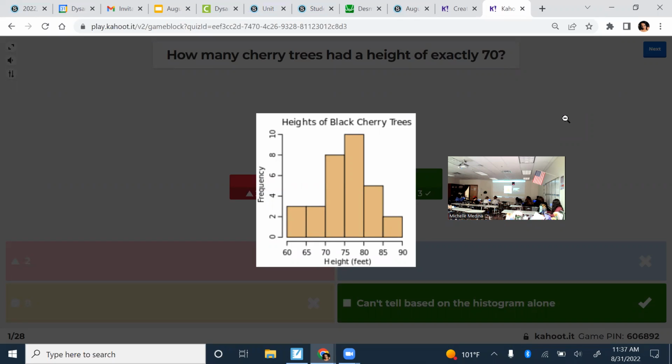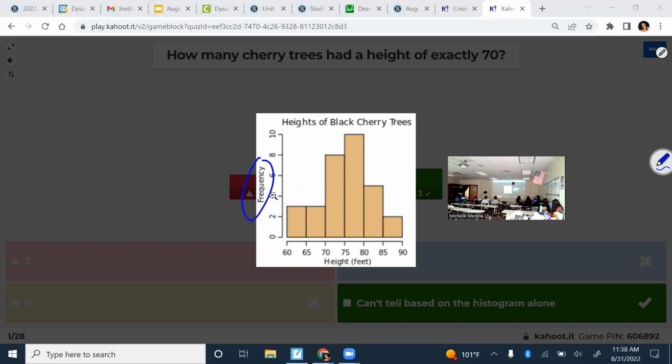What's unique about histograms? All right, we got to go over the answers to what's unique about histograms. Shows us the frequency. What else? It has intervals is what I was looking for.